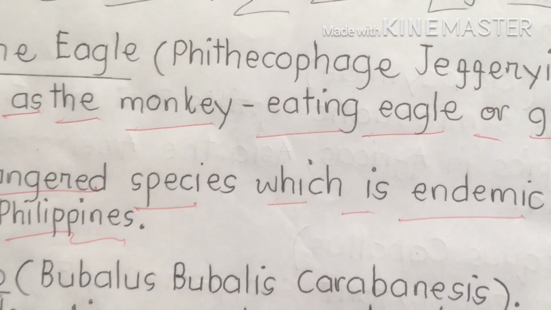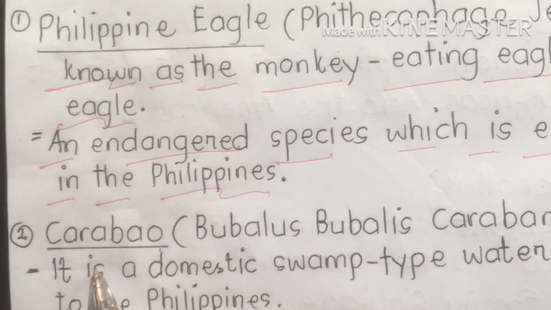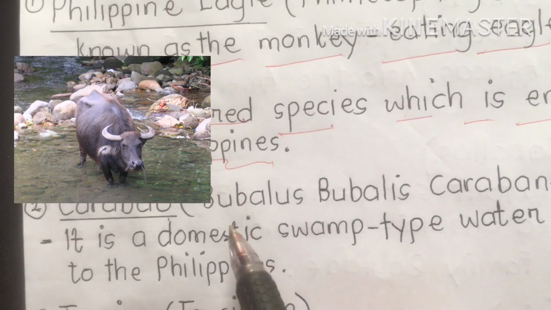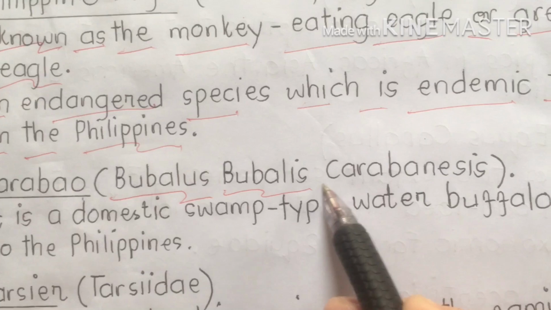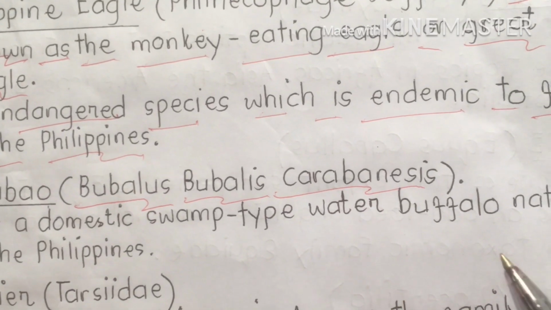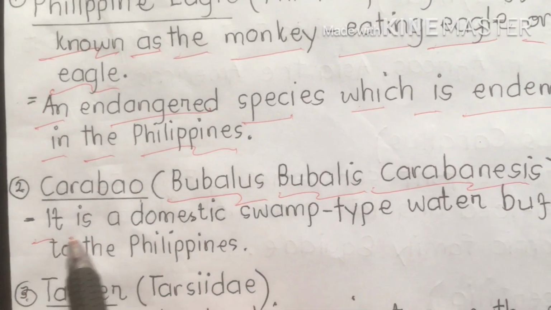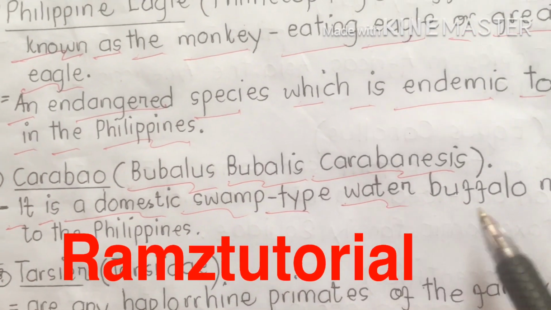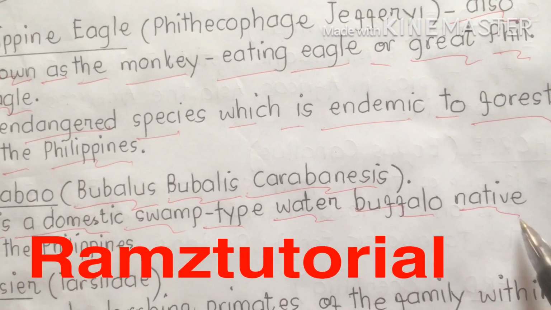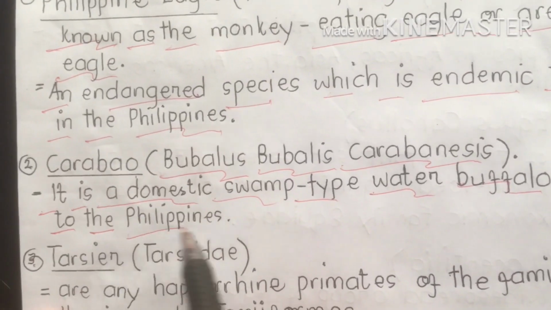Next, we have the carabao. Carabao, class, their scientific name is Bubalus bubalis carabanensis. It is a domestic swamp-type water buffalo native to the Philippines.